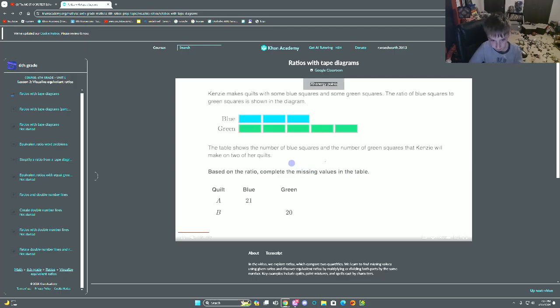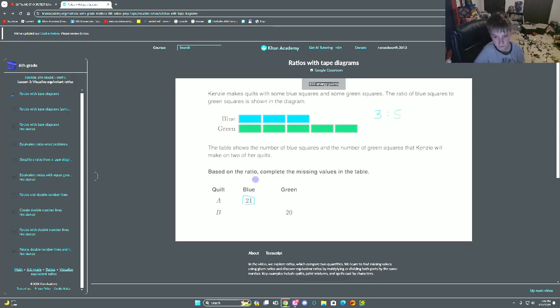Well, first let's think about the ratio of blue to green squares. For every 3 blue squares, we are going to have 1, 2, 3, 4, 5 green squares. So the ratio of blue to green is 3 to 5. And so in quilt A, she has 21 blue squares. How many green squares would she have?